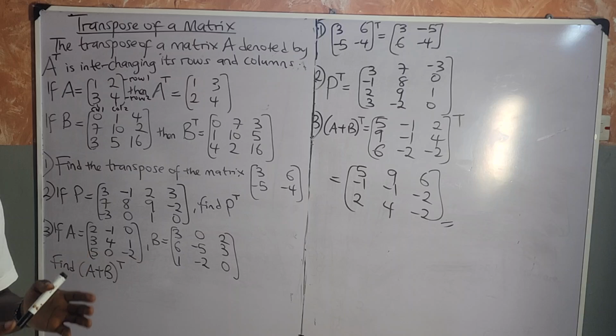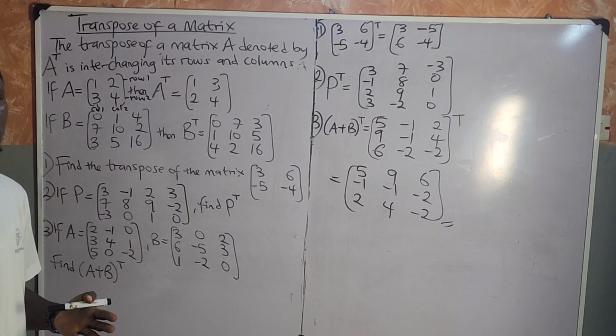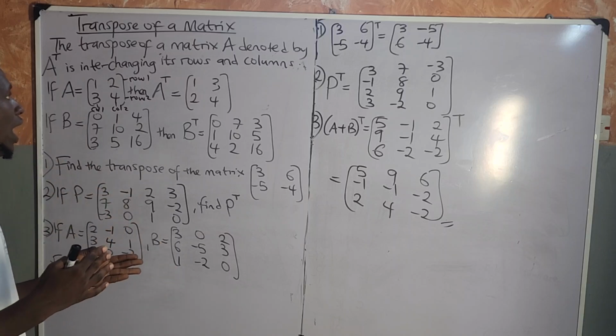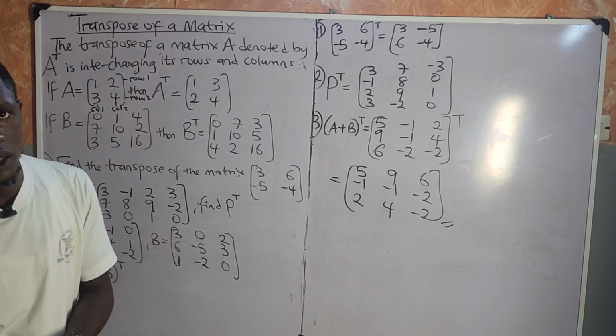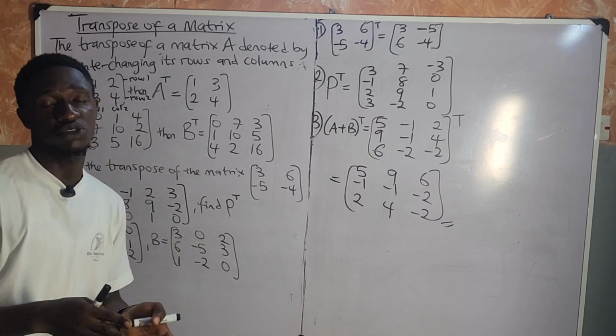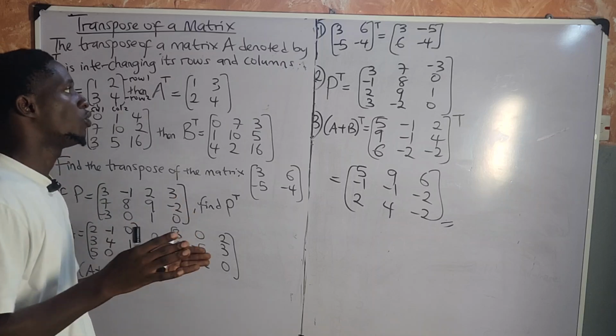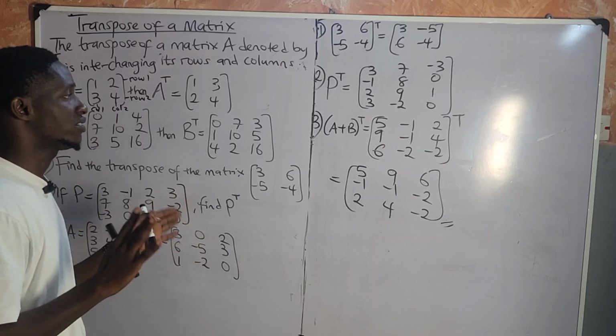So when you hear transpose, it means that you are interchanging the position of the rows and the columns. Row 1 will go and occupy the position of column 1. Row 2 will occupy the position of column 2. Row 3 will occupy the position of column 3. So as easy as that.